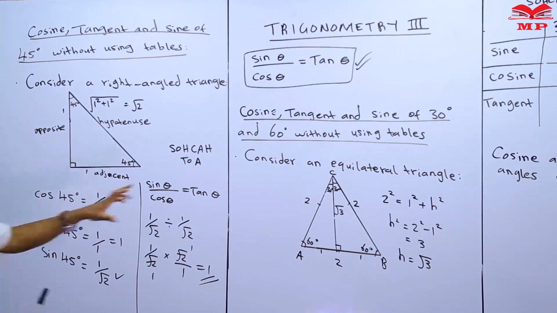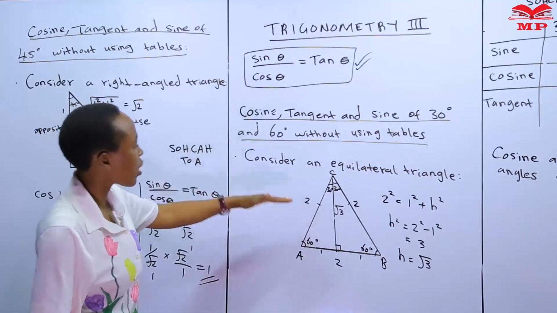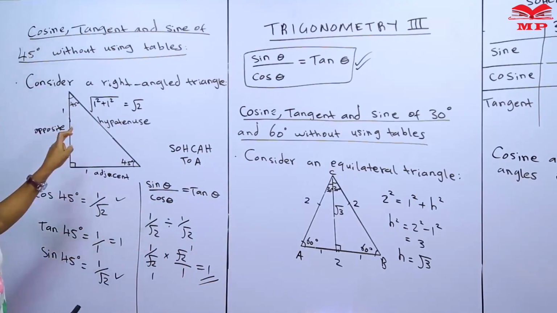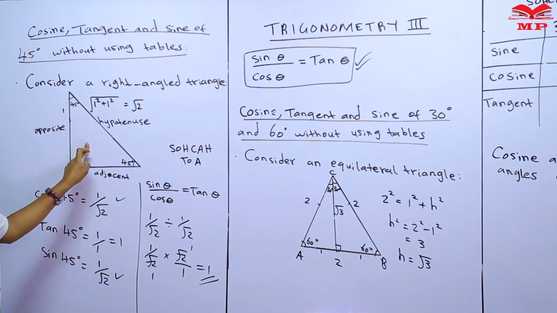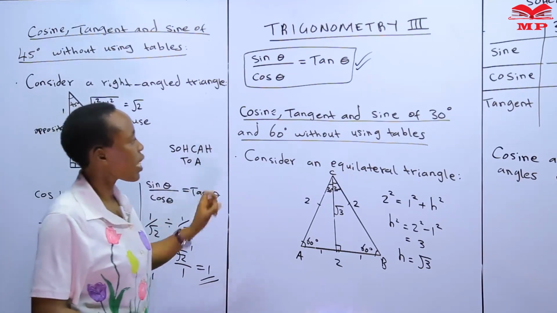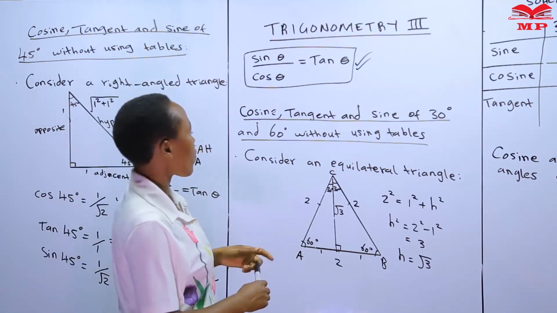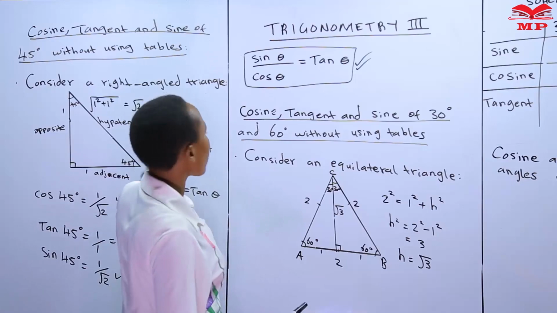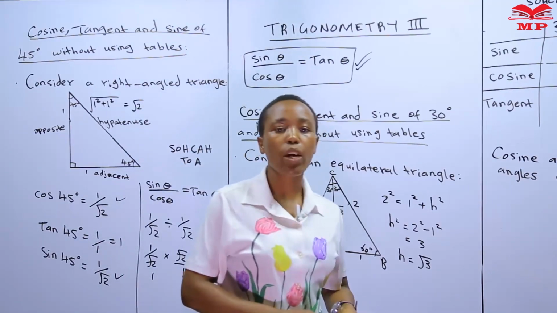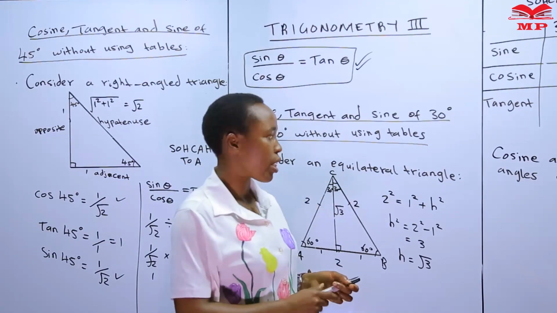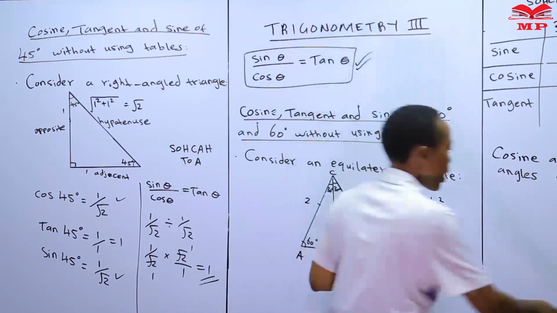So we can use these special triangles, that is the equilateral triangle and also the right-angled triangle, to find the cosine, the tangent, and the sine of 30 degrees, 60 degrees, and 45 degrees without having to use the tables. That is knowledge that you have already learned.